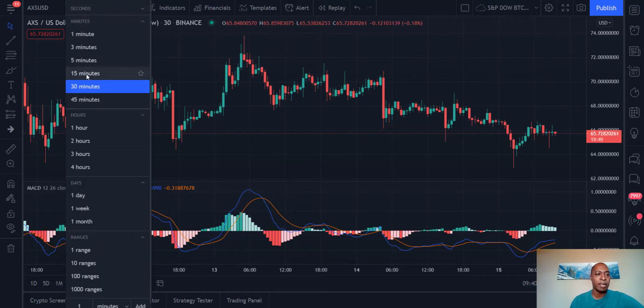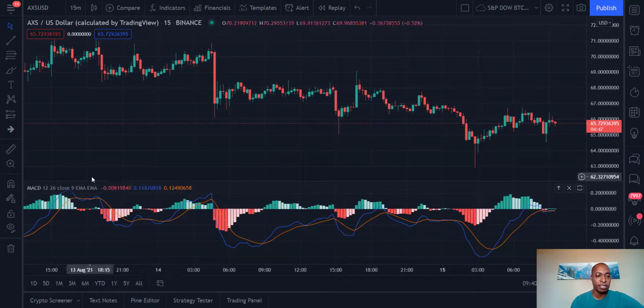Let's look at the 15 minute just for consistency's sake. But again, with this many oscillations, you got the crossover the bar after this big drop off happened, right? So if you had shorted here, you actually would have lost money, even though the MACD and signal line crossed, and then it's just been oscillating back and forth.